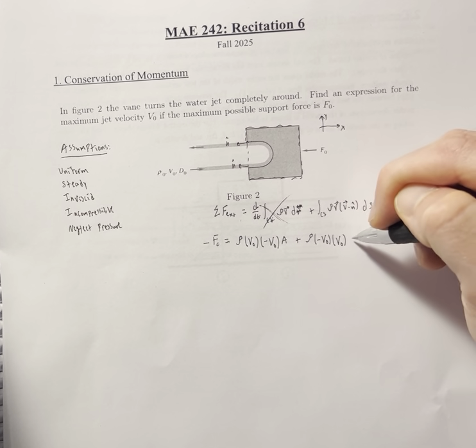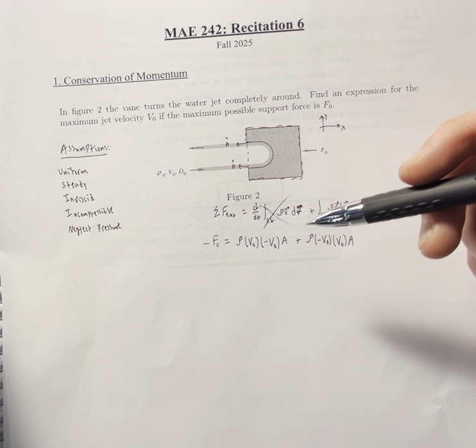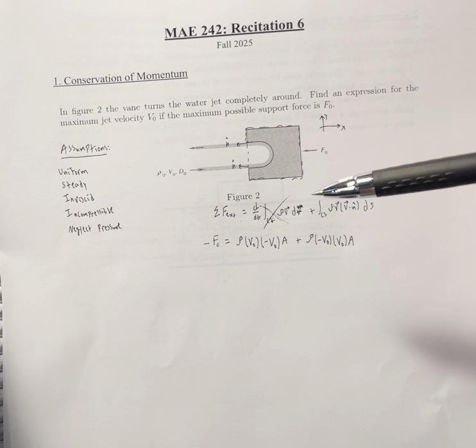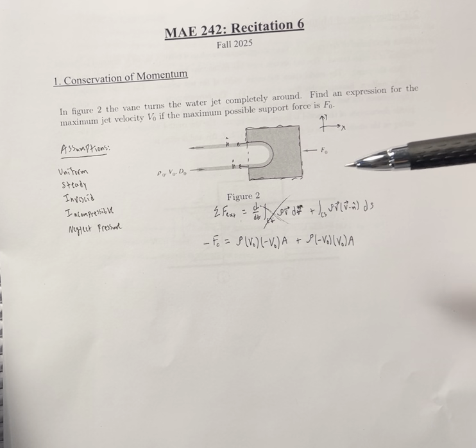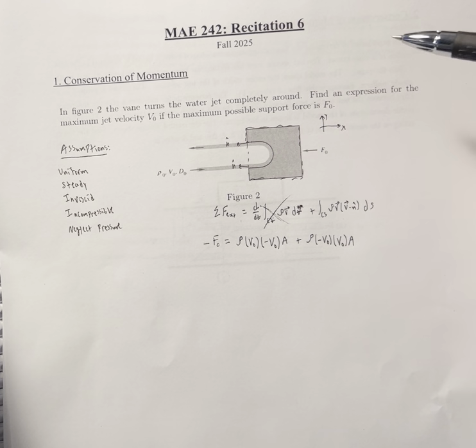So boom, there's that. And then we still have that A. I like this problem because it shows you that just because you have an inlet or an outlet doesn't mean it's always going to be positive or negative in the momentum equation, right? You need to really pay attention to where the stuff is pointing.